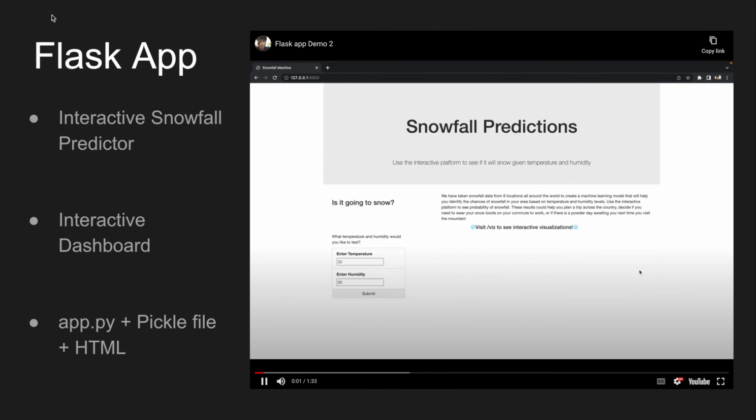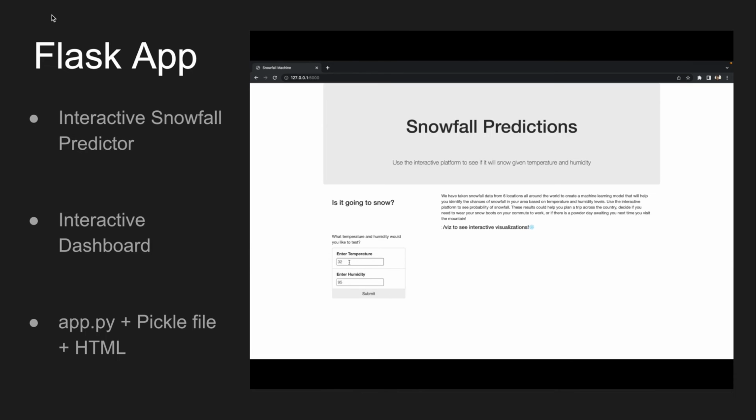Thank you, Trevor. Well, here's our Flask app. We're going to play with it a little bit. This is based on our random forest classifier, and we can tell whether it's snowing in your area based on temperature and percentage of humidity.